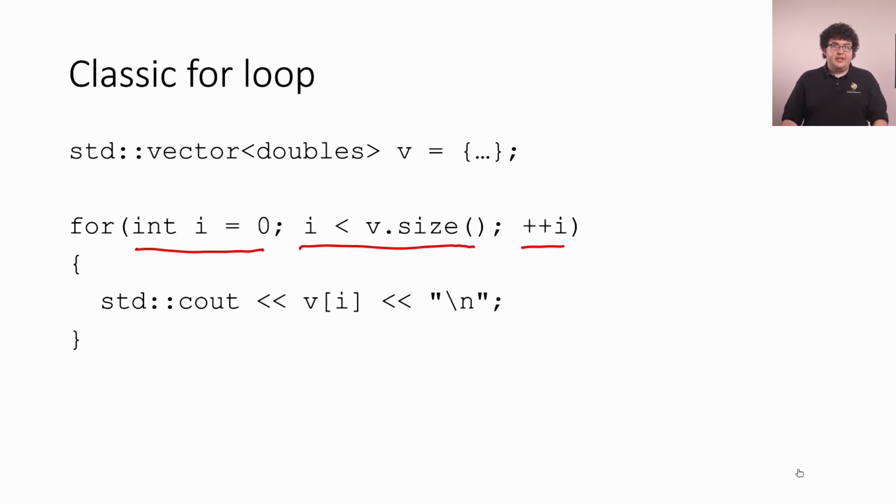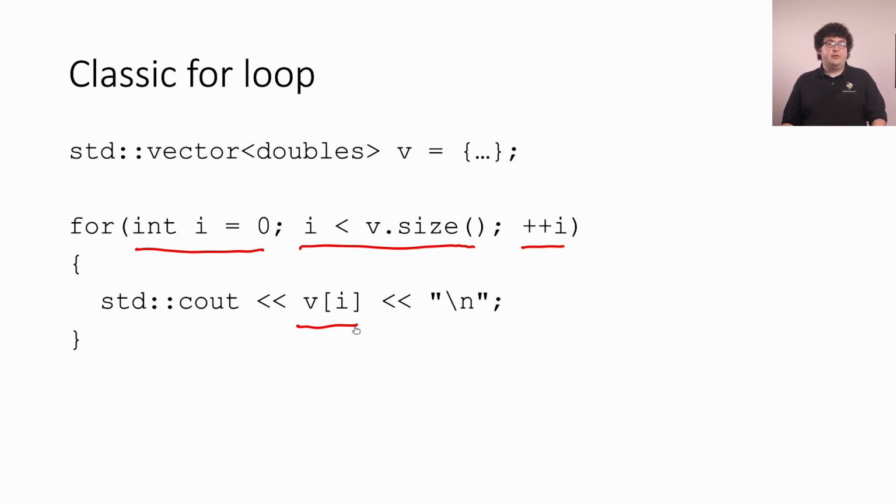In the body of the loop, we can get the current element by passing that index to either the square brackets or the @ function. This style of loop works perfectly fine, but as our code and containers get more complicated, it can be easy to introduce subtle mistakes with this setup.